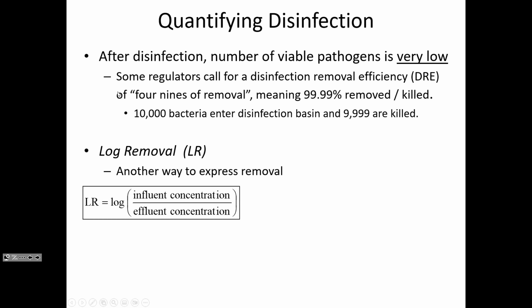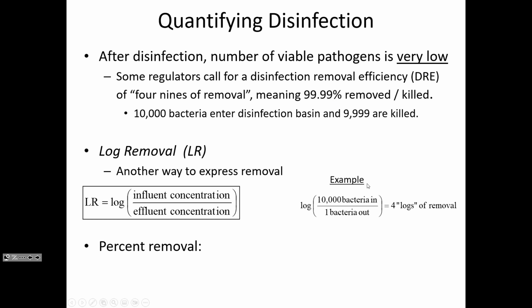And so if we had, let's do an example of that, 10,000 bacteria coming into a basin where we're exposing the bacteria to chemicals like dissolved chlorine, and 9,999 of those bacteria die, and only one of them gets out without becoming inactivated, then that would be an example of 4 logs of removal, because we would have removed 99.99% of the incoming bacteria and only one of them made it through.